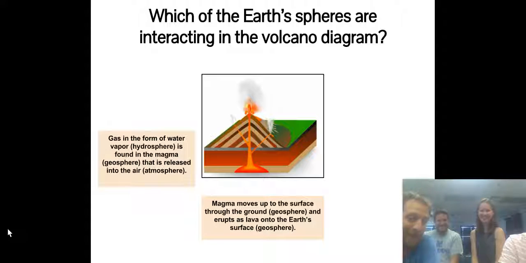Gas in the form of water is going to be from the hydrosphere, and it's found in the magma, so part of the geosphere, and it's released out in the atmosphere.